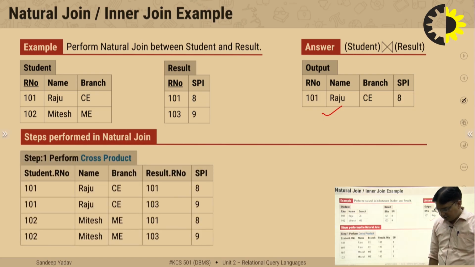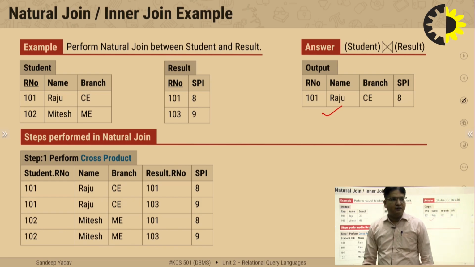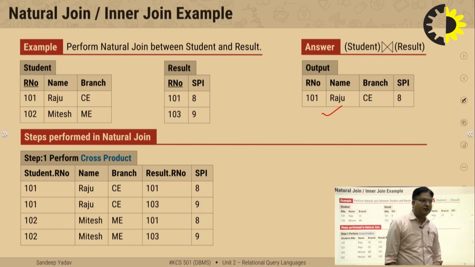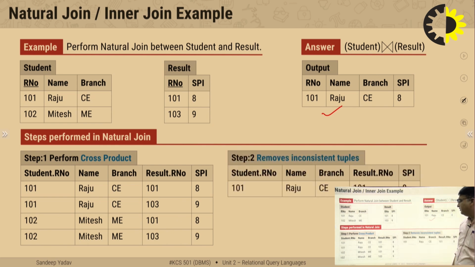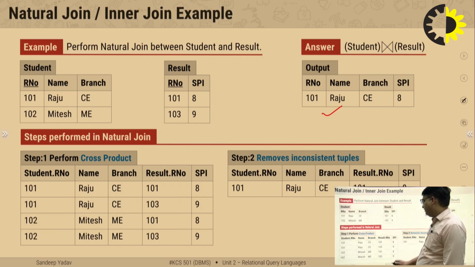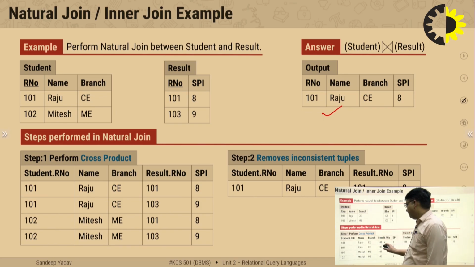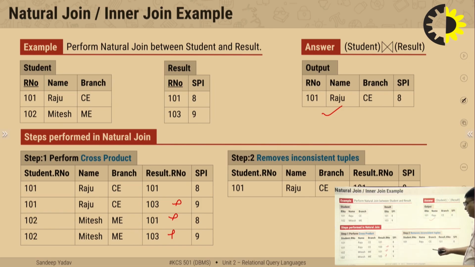So see how sequentially it is done. First, the cross product is being done, right? Next step is to remove the inconsistent tuples. So what are the inconsistent tuples? See here, roll number is 101, it is consistent. This is inconsistent, here roll number is 101 and here is 103. So this is inconsistent. 102, 101 is inconsistent. 102, 103 is inconsistent. So the only consistent tuple that remains is this one.